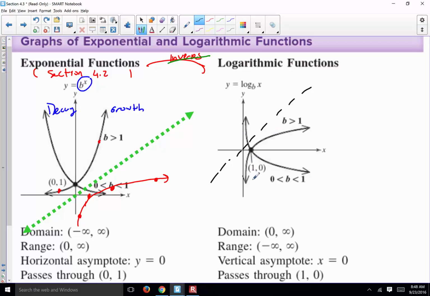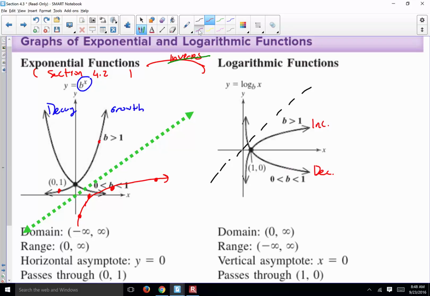Alright? So, there are two shapes for logarithmic functions. Either growing, again this is growth. This time growth is this. B is more than 1, you have growth. And the decay one, or going down, I don't want to call it growth because this is increasing. This is the increasing one. This is the decreasing one. Decreasing is when b is less than 1.